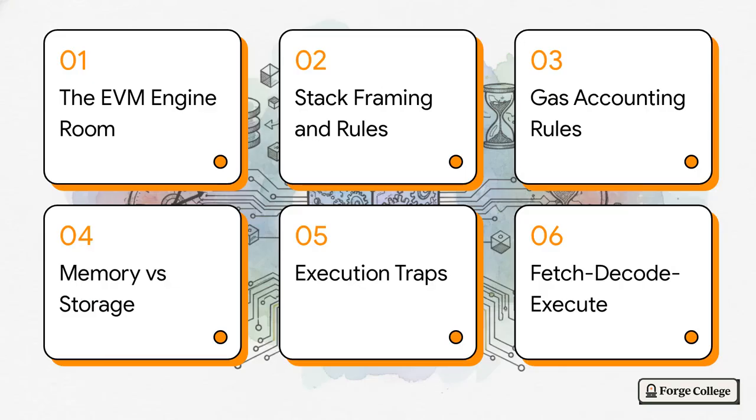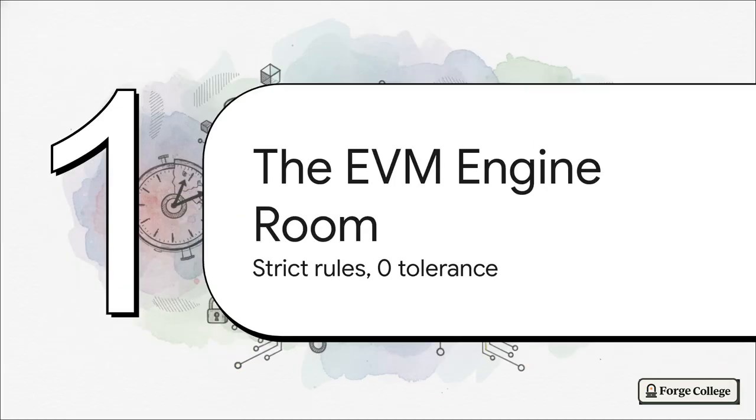So here is the blueprint for today's factory tour. We're going to start right in the EVM engine room, then look at stack framing and rules, dig into gas accounting, compare memory with persistent storage, identify some real-world execution traps, and finally, we'll watch the whole machine in motion with the fetch-decode-execute loop. Sound good? Let's get moving. All right, part 1, the EVM engine room. Strict rules, zero tolerance.